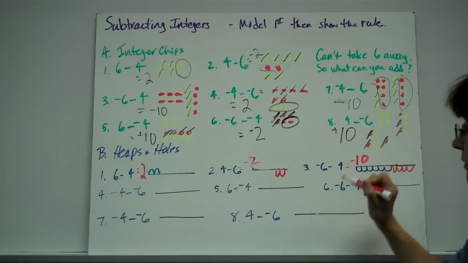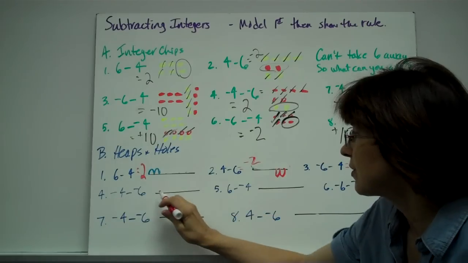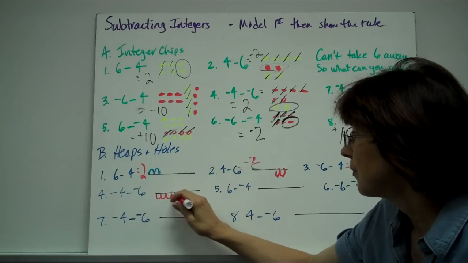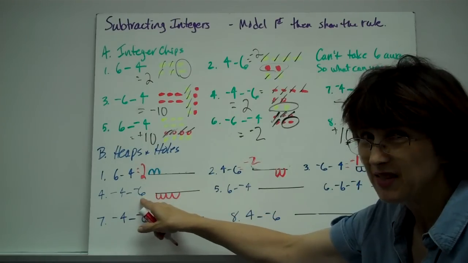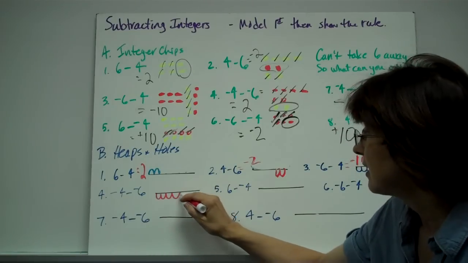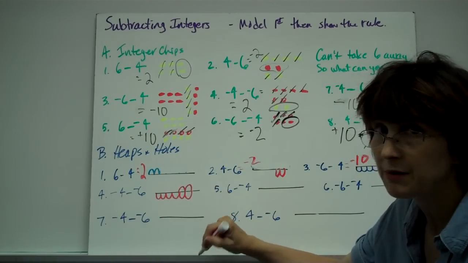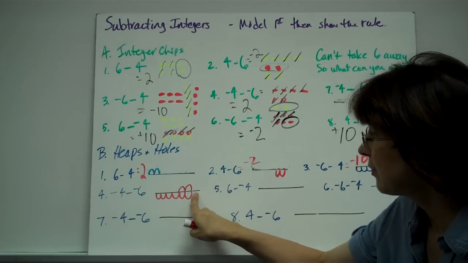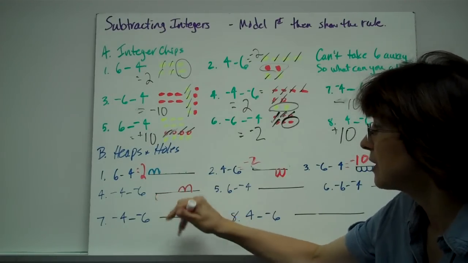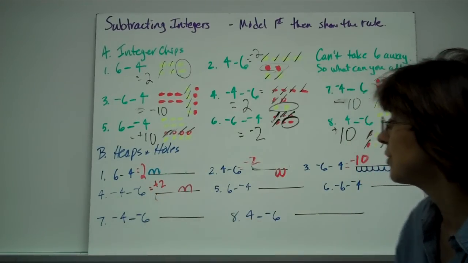All right, next one. I have negative 4, so I have 4 on the bottom. I want to take away 6, but I don't have 6 on the bottom. So I've got to put on 2 more. If I put on 2 more, I've got to also add 2 more on top to make the 0 pair. Now I can take away the 6 on the bottom, so I'm left with 2 on top. So the answer there is positive 2.